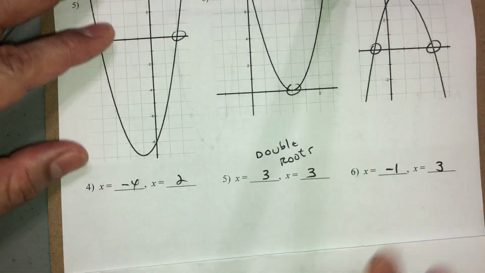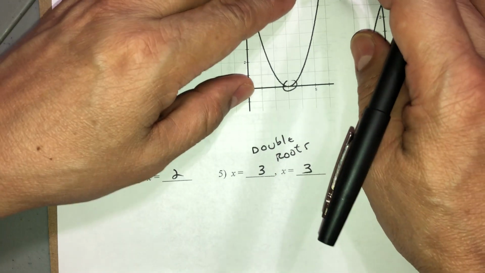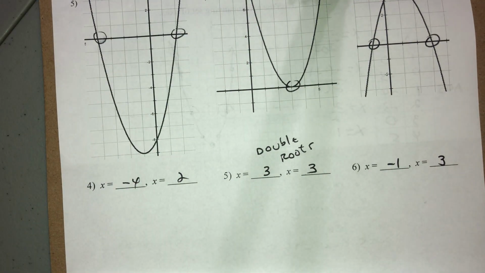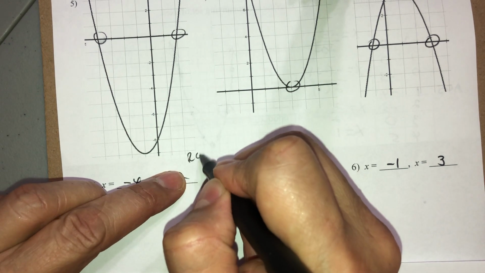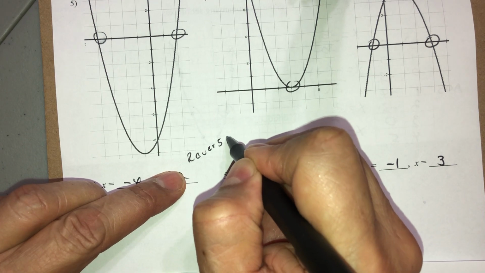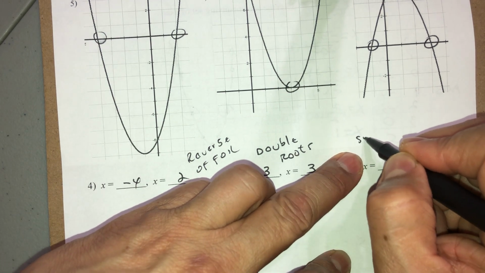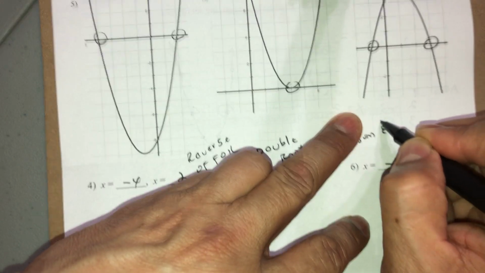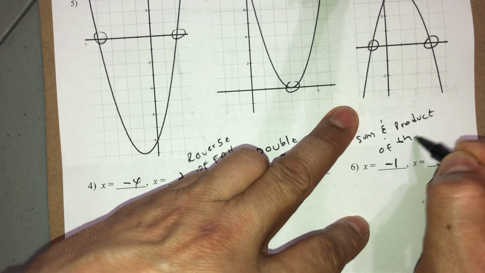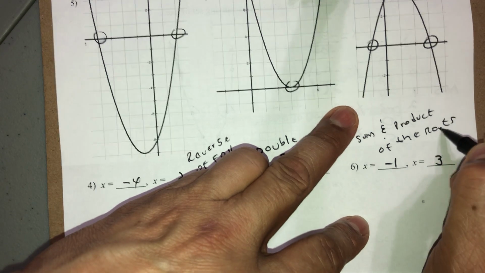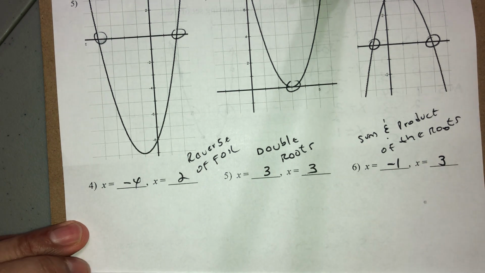Now, I know we have done this before, you don't remember. If I give you the roots and ask you to write the equation, you can use 2 methods. You can use the reverse of FOIL, okay? Or you can use the sum and product of the roots. So I'm going to do 2 using the reverse of FOIL and 1 using the product of the roots.